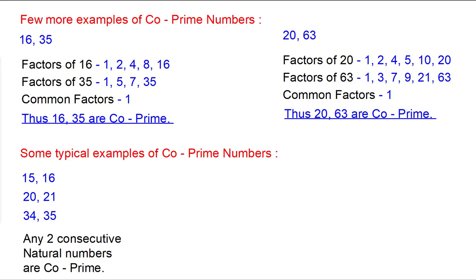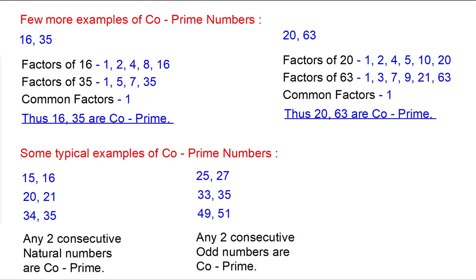Now let's have a look at some more examples of coprime numbers. 25, 27: yes, they are coprime. After that, 33, 35 is also coprime. After that, 49, 51 is also coprime. So from this we can say that any two consecutive odd numbers represent a pair of coprime numbers.